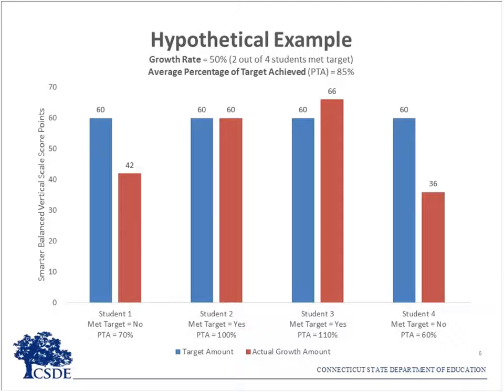The other important safeguard here is that some students, and a few students do this, let's say they actually regress from one year to the next and don't achieve a greater scale score in the second year. It's not like we're factoring negative growth into that average percentage of target achieved. We set that base at 0. So the percent of target achieved ranges from 0 to 110 for each at the student level.